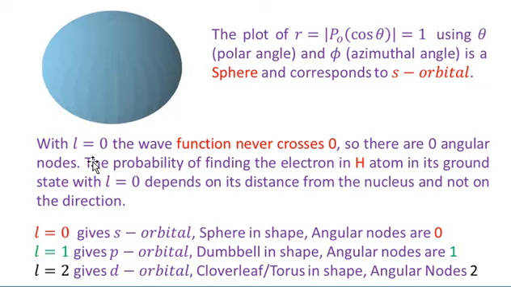And you know that in this present case, we have L is equal to 0, that is, the wave function will never cross 0. So there are 0 angular nodes. The probability of finding the electron in the hydrogen atom in its ground state with L is equal to 0 depends on the distance from the nucleus and not on the direction. So you see that direction on the sphere is not important, because every part of the sphere looks identical with respect to the center of the nucleus. So we can say that it depends upon the distance from the center of the nucleus, and the directions are not important when we are talking about the s orbital or the L is equal to 0 sphere.